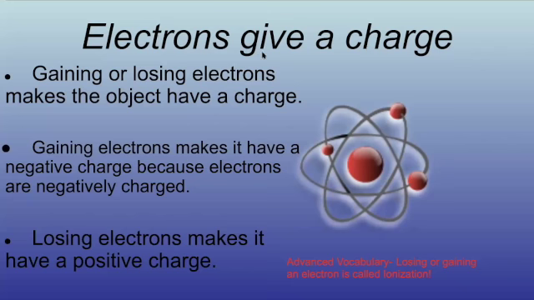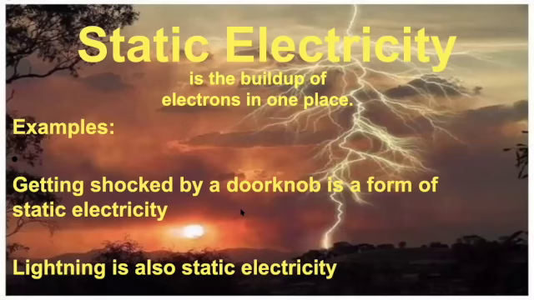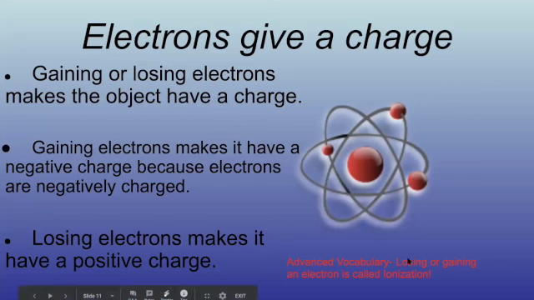So electrons give a charge. Gaining or losing electrons makes an object have a charge. Gaining an electron makes it have a negative charge because the electrons are negatively charged. Losing an electron makes it have a positive charge. And this is some good vocabulary to know. If an atom either gains an electron or loses an electron, it is called ionization, and then that atom is called an ion.